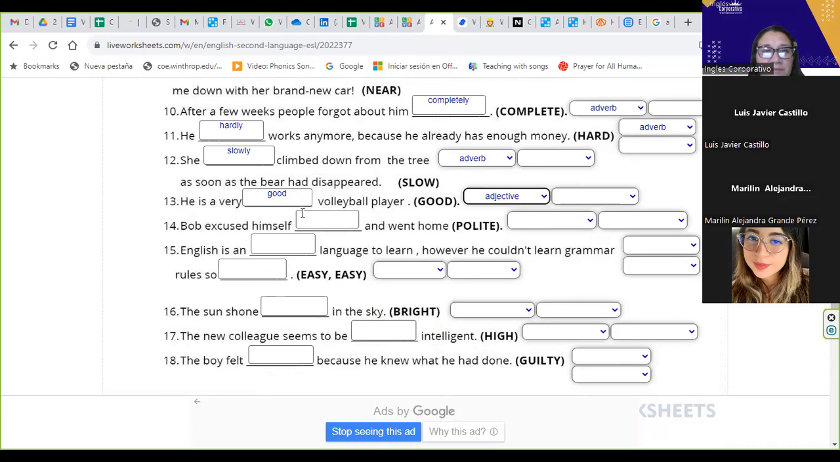Bob excused himself politely. Politely. Lightly, sorry. And went home. That's an adverb. English is an easy language to learn.